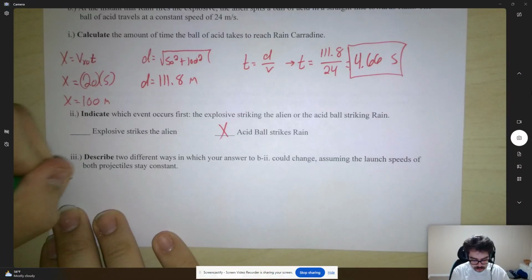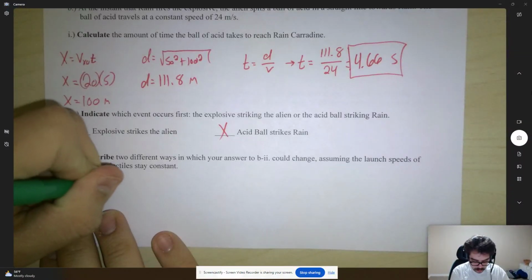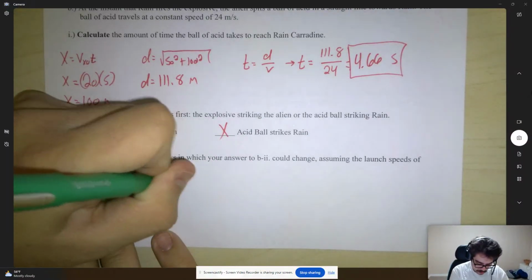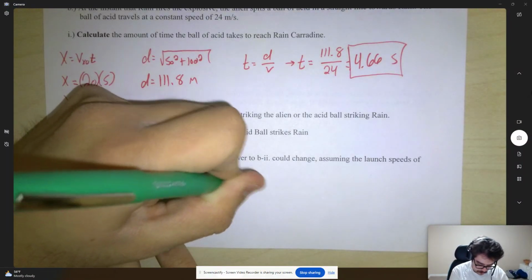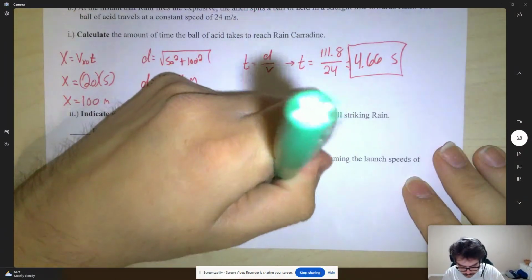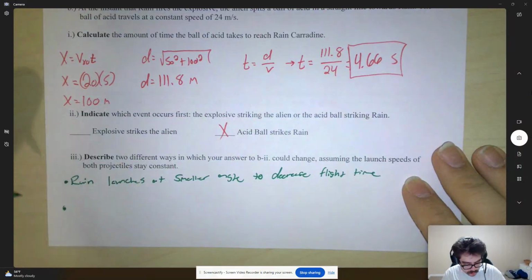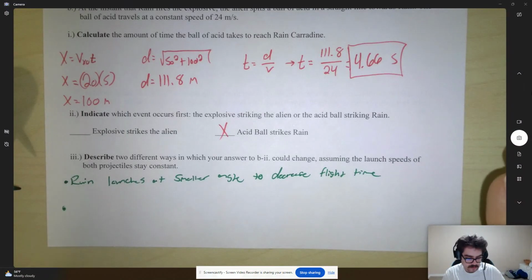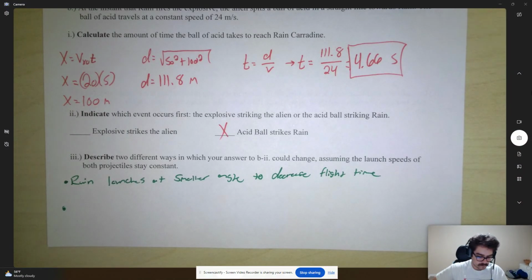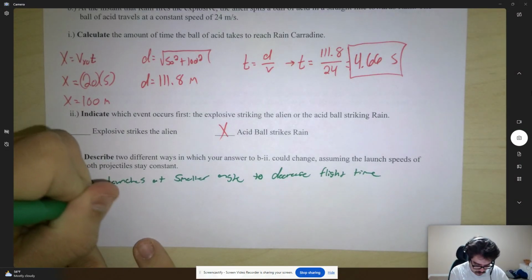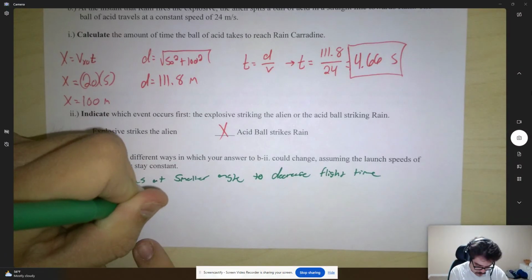Rain could launch at a smaller angle to decrease flight time. Or you could have her move to ground level. I think that was the other solution that you could do. So have Rain move to ground level.